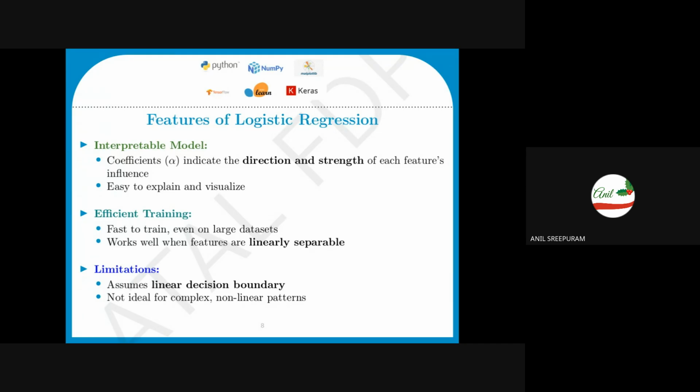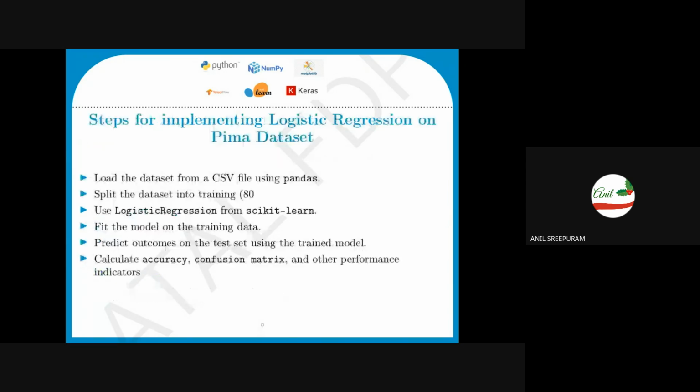And this is considered as one of its advantages, and at the same time a disadvantage. In most practical situations, we cannot say that our features have a linear boundary. So in that case, this is not good. It is not giving correct results. So that's about logistic regression. I'll come later to why we use logistic.